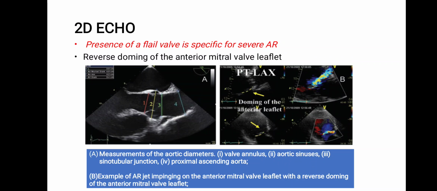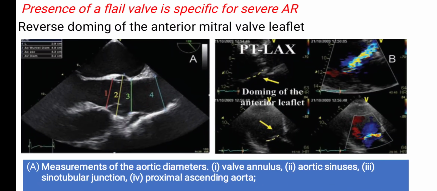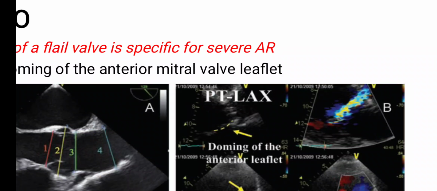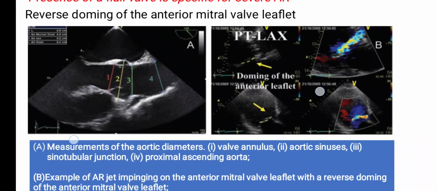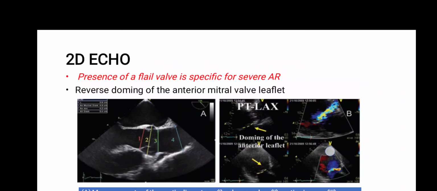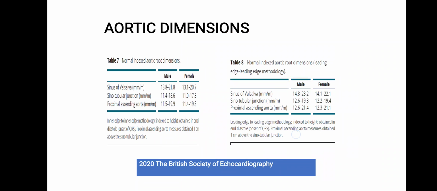This is an example of the AR jet impinging on the anterior mitral leaflet, which results in reverse doming of the anterior mitral leaflet, and indicates severe AR.